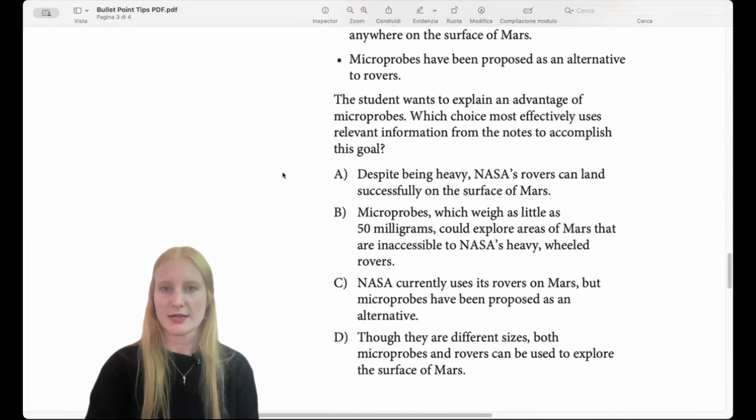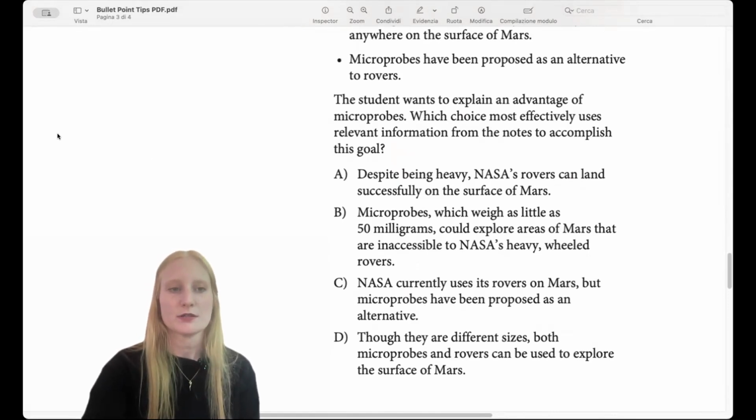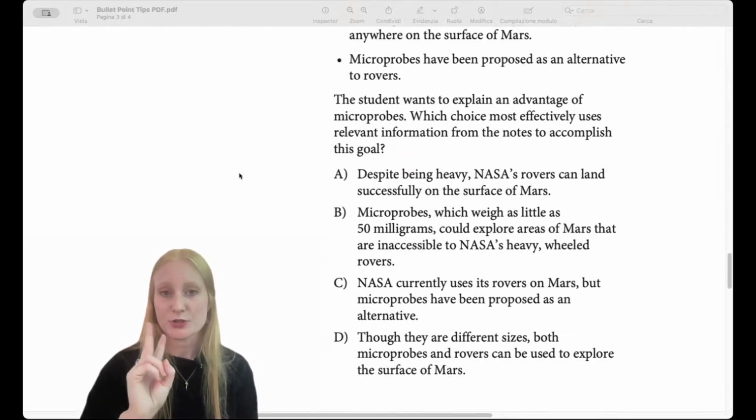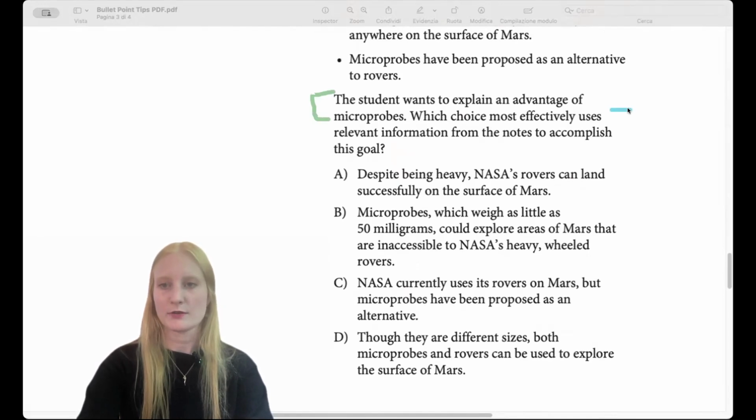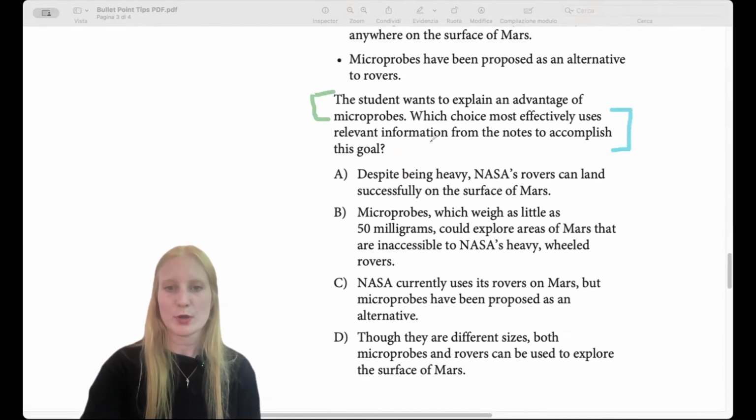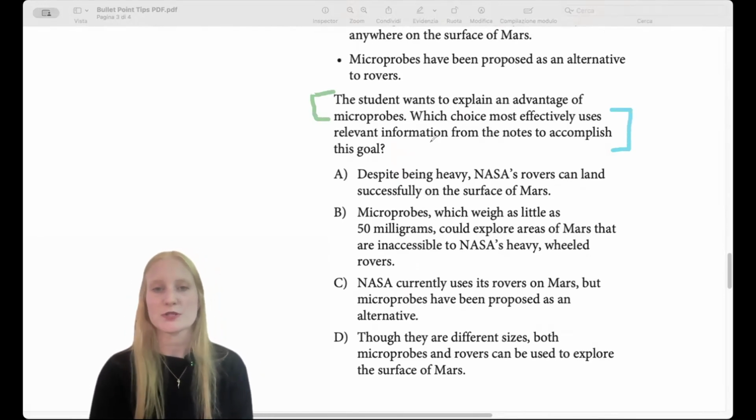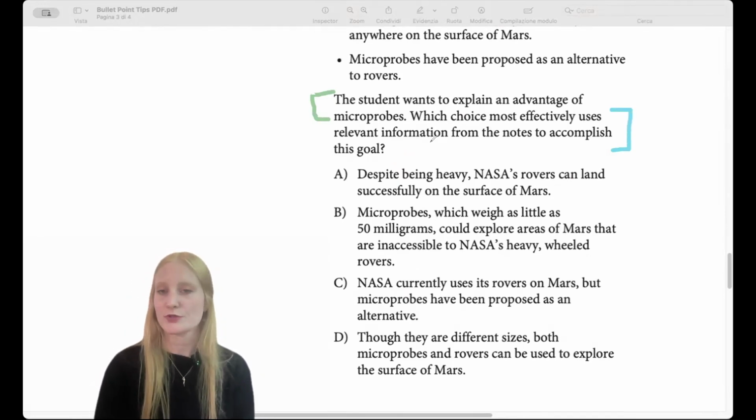Okay, so let's read it together. The student wants to explain an advantage of microprobes. Which choice most effectively uses relevant information from the notes to accomplish this goal? So if we take a look at that, we'll see that this question is actually broken up into two bits as well, okay? So we have this first part here, and then we also have this second part here, okay? And the second part, which choice most effectively uses relevant information from the notes to accomplish this goal?